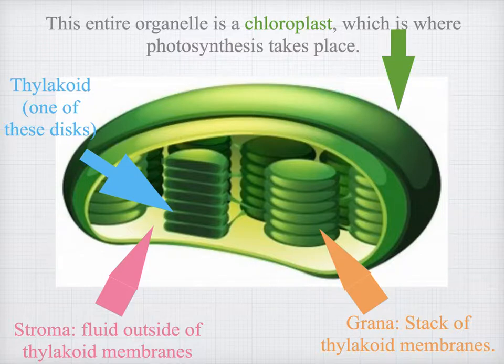This chloroplast diagram provides a visual of what we just took notes on. One individual disc is a thylakoid, a stack of them would be grana, and then it shows us pointing into the space where the stroma would be. And again, the stroma is akin to the cytoplasm that you would find in our cells.